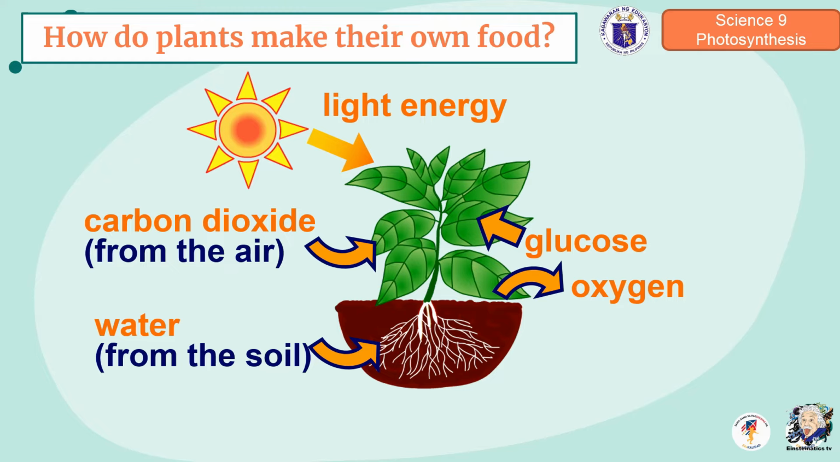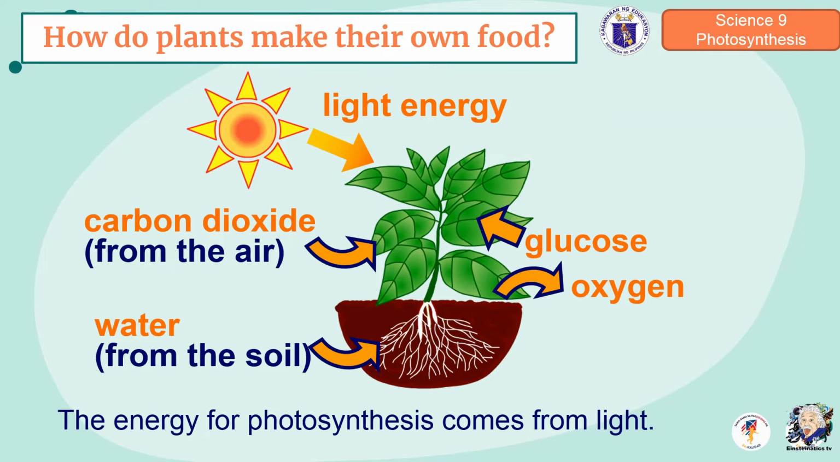So let me ask you, what is the needed energy for the plant to create their own food? So where does the energy come from? If you have answered light energy, you are very much correct. So in order for plants to create their own food, they need light from sunlight.